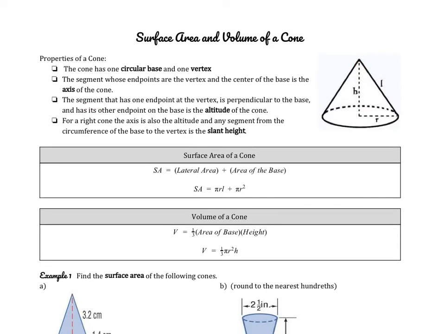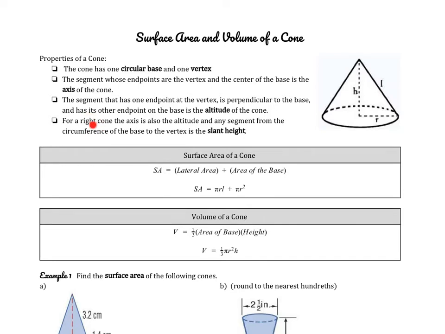And then, this is sometimes the same as the axis, but the segment that has one endpoint at the vertex and is perpendicular to the base is the altitude. So for a right cone, as you see in this picture, the axis is going to be the same line as the altitude. Again, the altitude must be perpendicular to the base, and the axis must hit the center of the base.